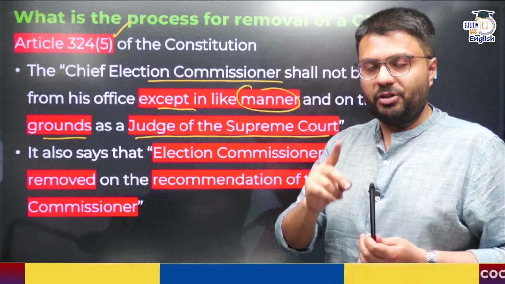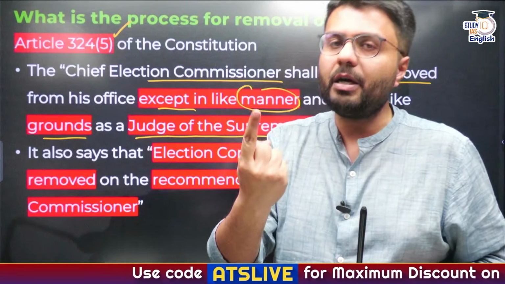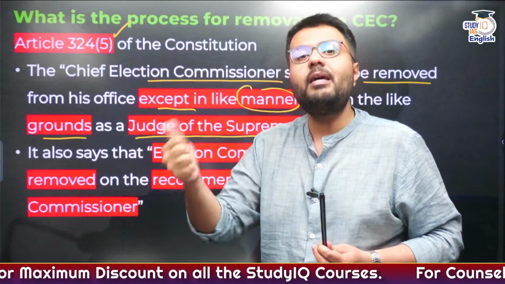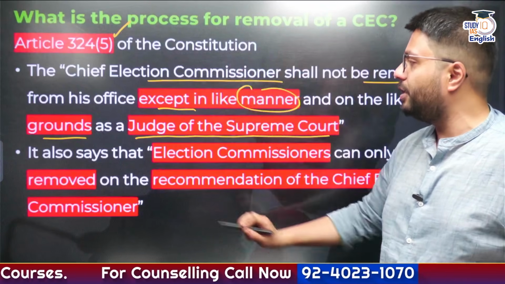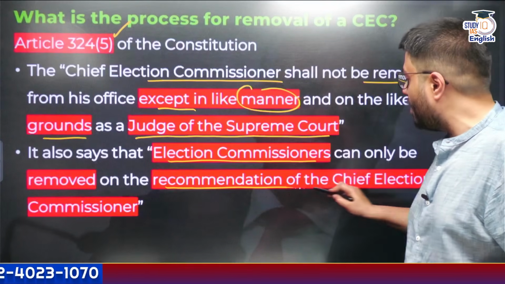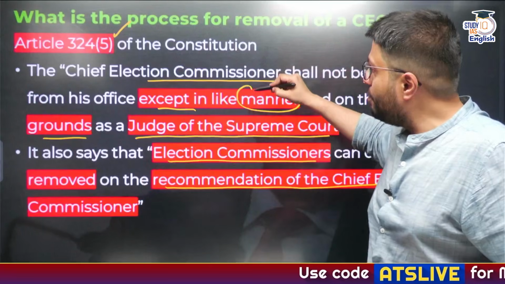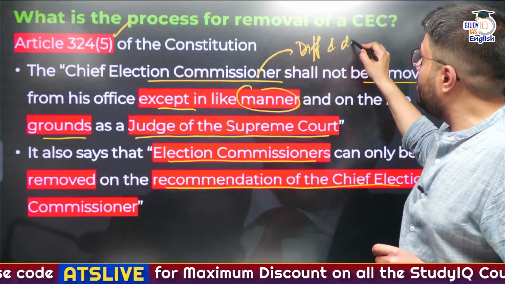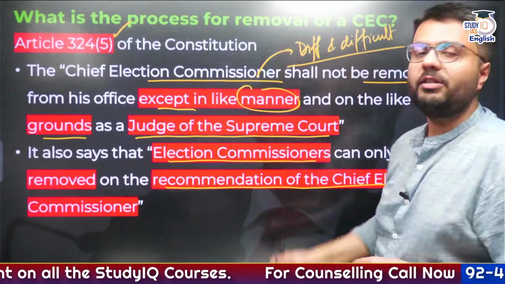Similarly, what about other election commissioners? Because presently Election Commission has 3 election commissioners. One of them is the Chief Election Commissioner and other 2 are designated as election commissioners. So the removal of election commissioners is a bit different from the Chief Election Commissioner, because this particular provision of the Constitution says that election commissioners can only be removed from office based on the recommendation of whom? Chief Election Commissioner. So what does this provision say to you? The removal of the Chief Election Commissioner is both different as well as difficult as compared to the other election commissioners. So how is the Chief Election Commissioner removed?